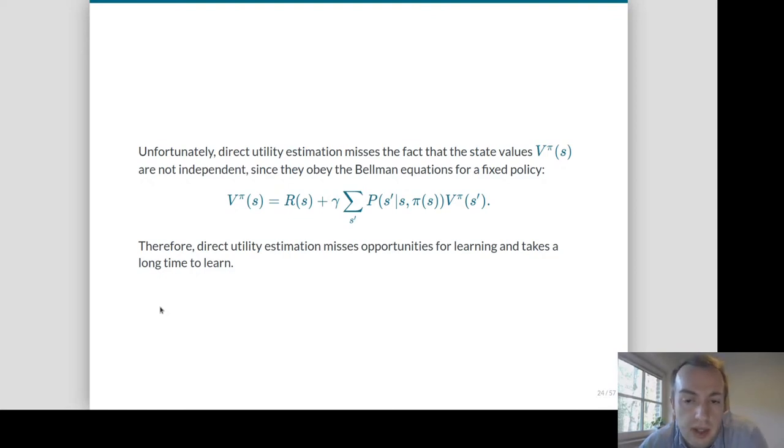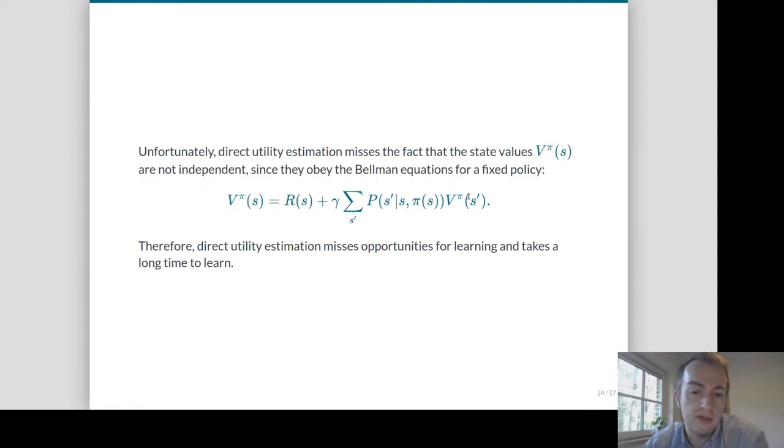Well, the thing that the algorithm does not exploit is the fact that the state values are not independent. And this is obvious because these state values obey the Bellman equations for a fixed policy. We know that the state values are connected to each other through the Bellman equation. And so in the case of a fixed policy, we know that the value of a state is connected through the value of the neighboring states in this way. But this is a relation which is not exploited by direct utility estimation, right?